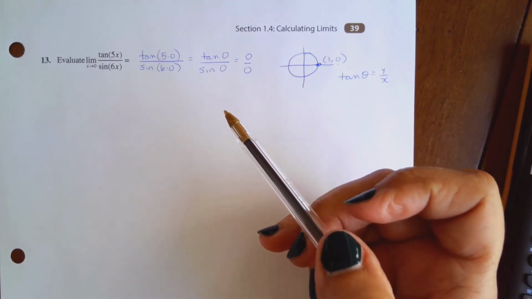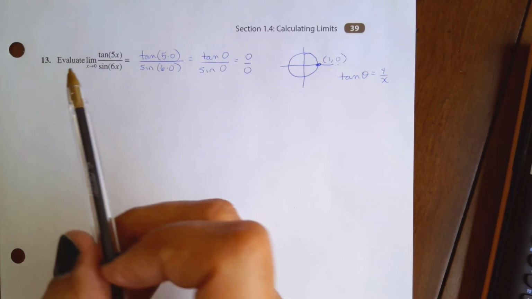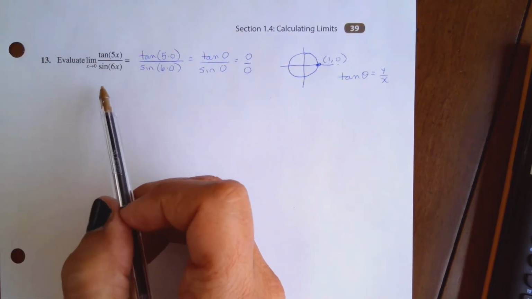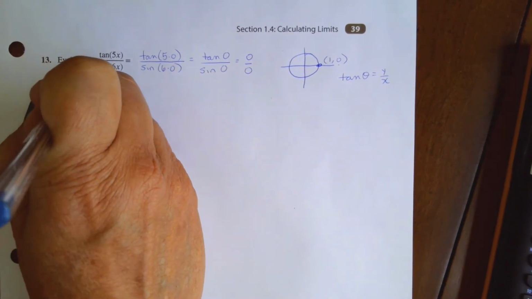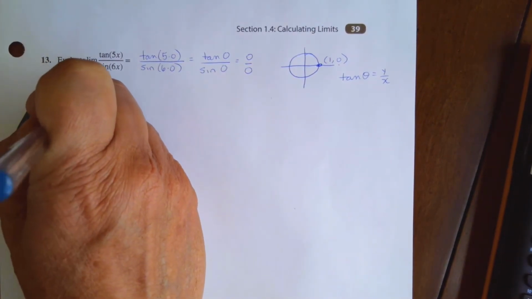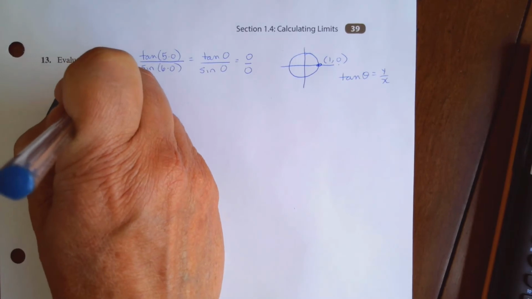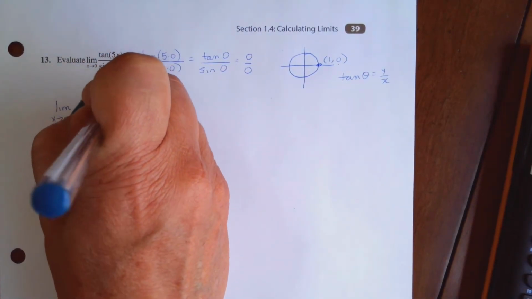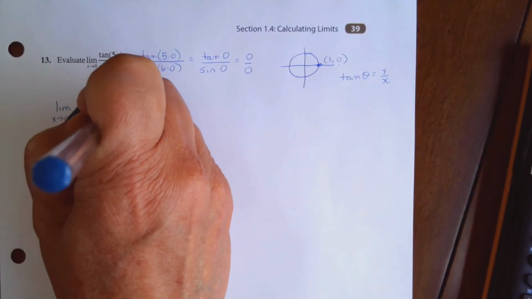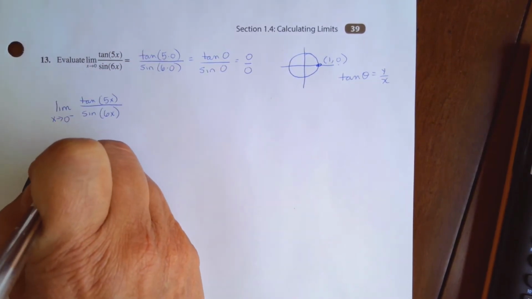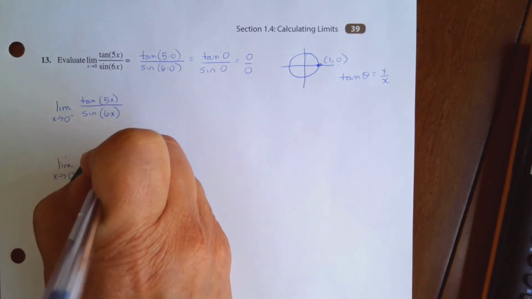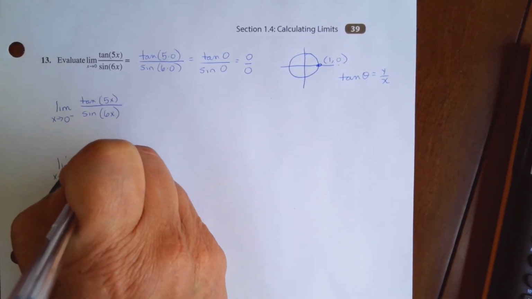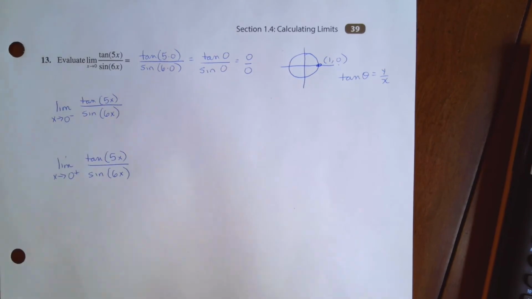So I need to look at the limit from the left and the limit from the right, see if I get the same value, and then I know if I have a limit or not. So I'm going to do the limit as x approaches 0 from the left of the tangent of 5x over the sine of 6x. And I'm going to do the limit as x approaches 0 from the right of the tangent of 5x over the sine of 6x. That's what I've got to look at.